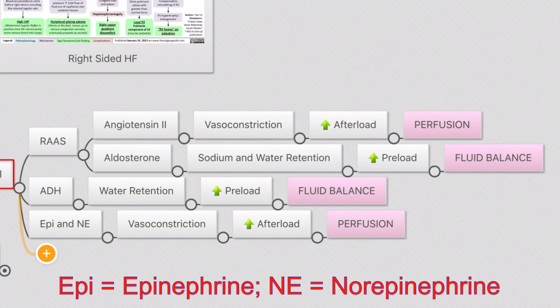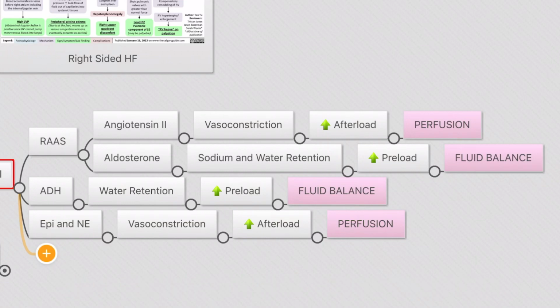Lastly is the epi and norepi. Epi and norepinephrine are the catecholamines, so increased release of epi and norepi is going to cause vasoconstriction, it's going to increase afterload, and potentially is going to impair the perfusion.